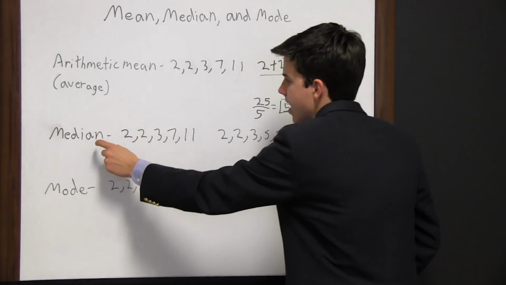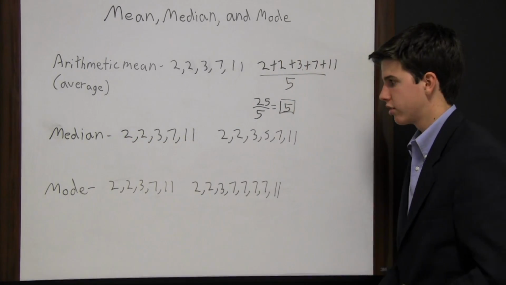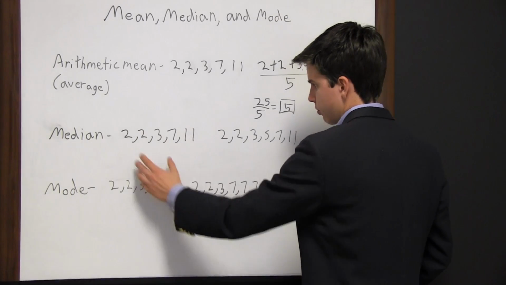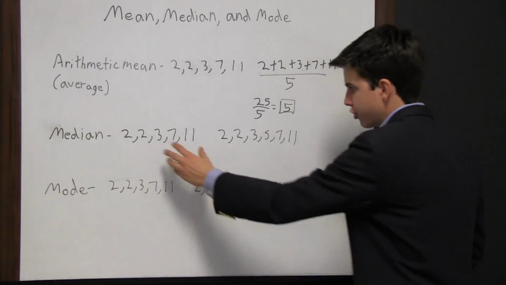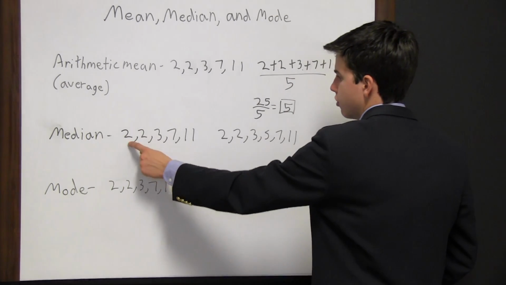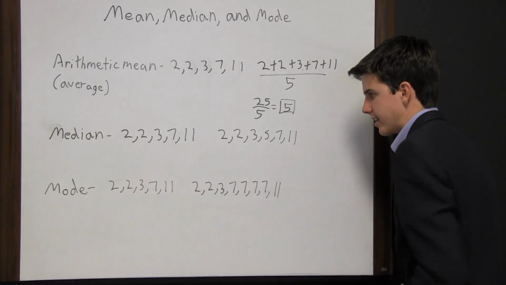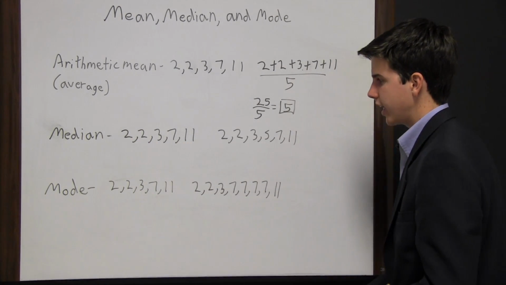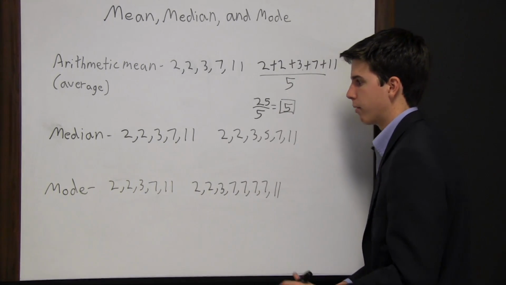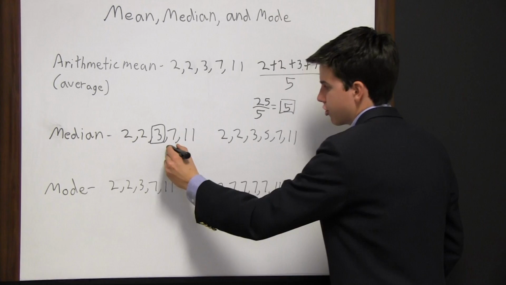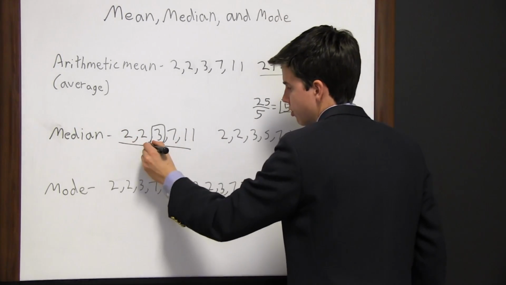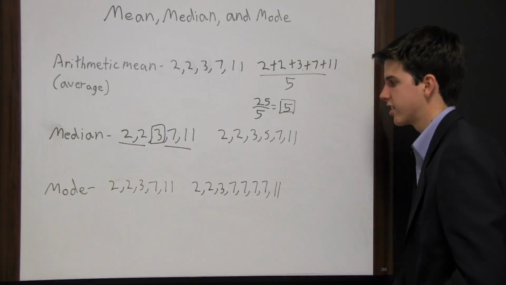The median is the middle number in a string of numbers. So for simplification purposes, we're just going to refer to a string of numbers like this as a string. So in this string, you have 5 numbers: 2, 2, 3, 7, and 11. Since there's 5 numbers here, the median, or middle number, is going to be the third number in the row. So we see 1, 2, 3. See, there's 2 numbers to the right of 3 and 2 numbers to the left of 3, so 3 is in the middle. It's the median.